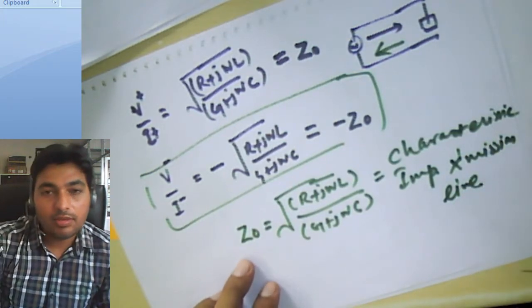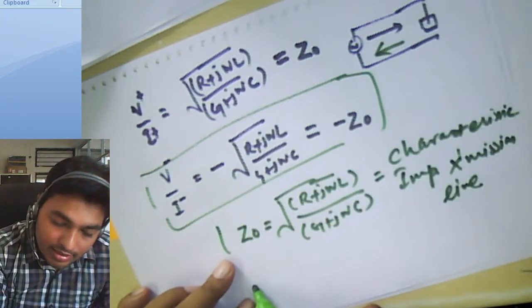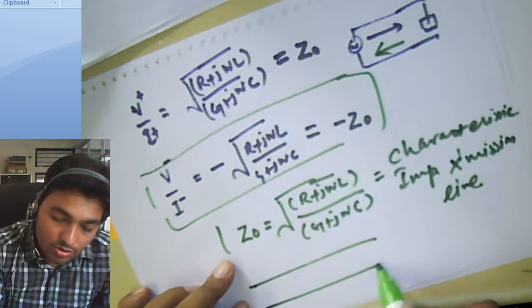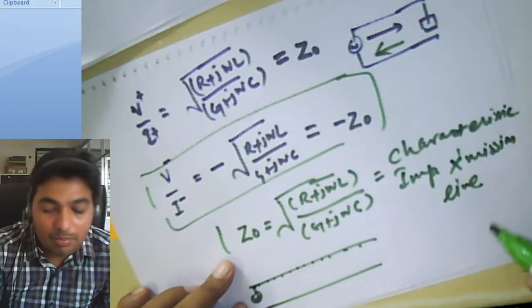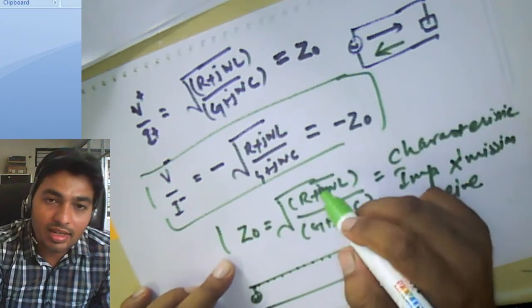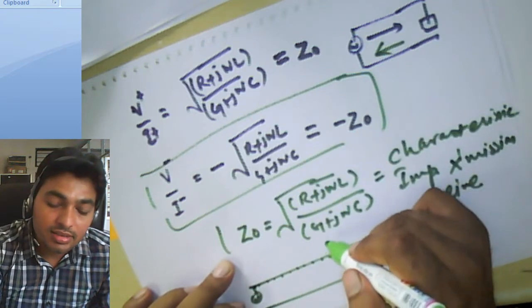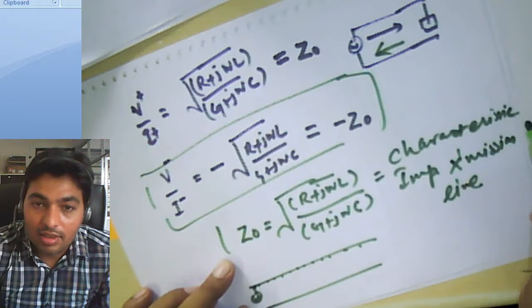So what does this mean? What does this say? At each and every point on a line, this is our transmission line, each and every point in a transmission line will see an impedance which is a function of the primary constants of the line, that is R, L, G and C, and at each and every point it will be equal.